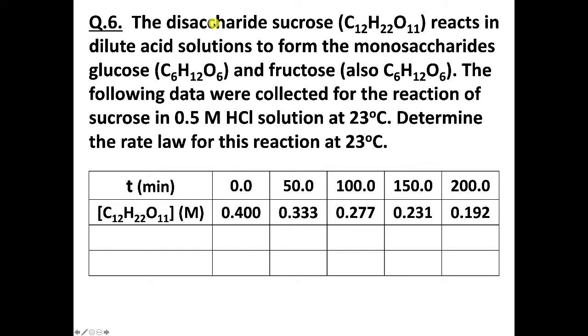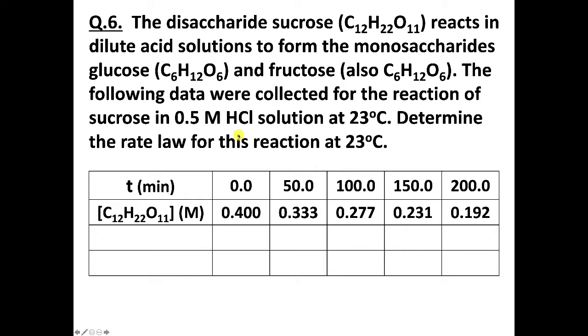So question 6: the disaccharide sucrose reacts in dilute acid solutions to form the monosaccharides glucose and fructose. So you may be aware sucrose is actually glucose bonded to or combined with fructose. These two monosaccharides make the disaccharide, and you can split the disaccharide into its two components in an acid solution.